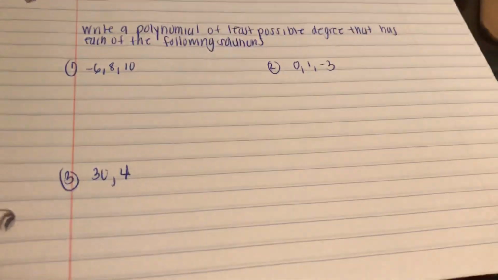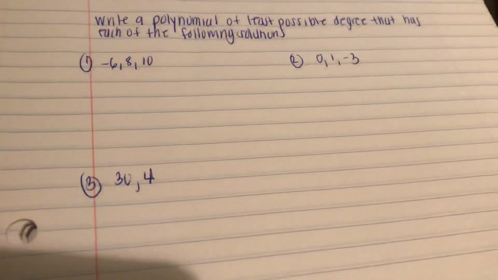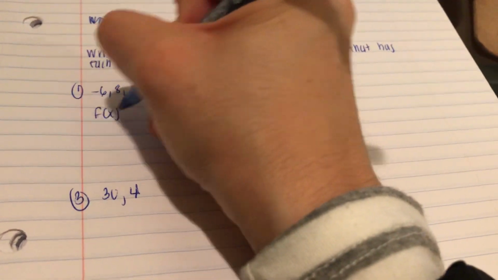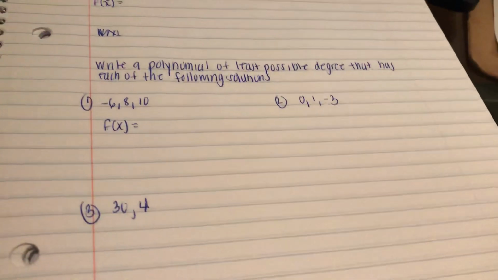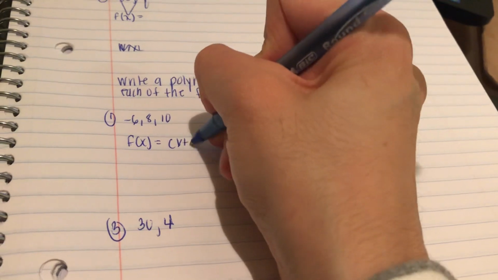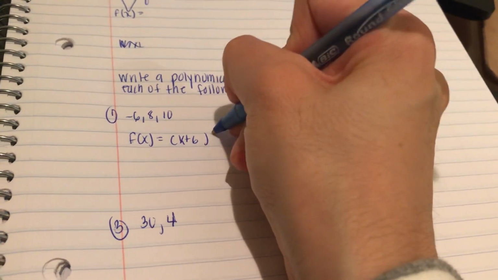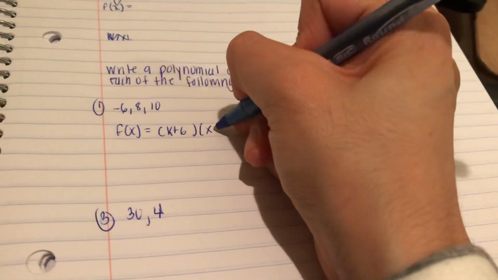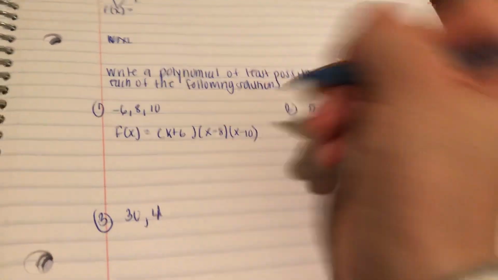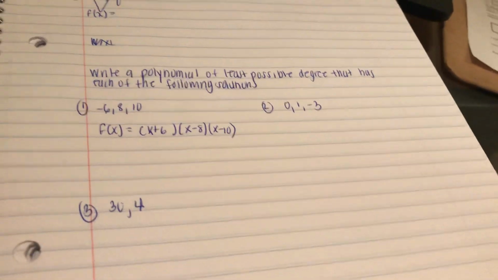So in here we're asked to write a polynomial of least possible degree that has each of the following solutions. So basically we're going to start writing our polynomial in factored form. So we're going to start writing factors. So the first factor would be x plus 6. The second factor would be x minus 8. Third factor would be x minus 10. And I'm going to explain to you why I wrote those factors.